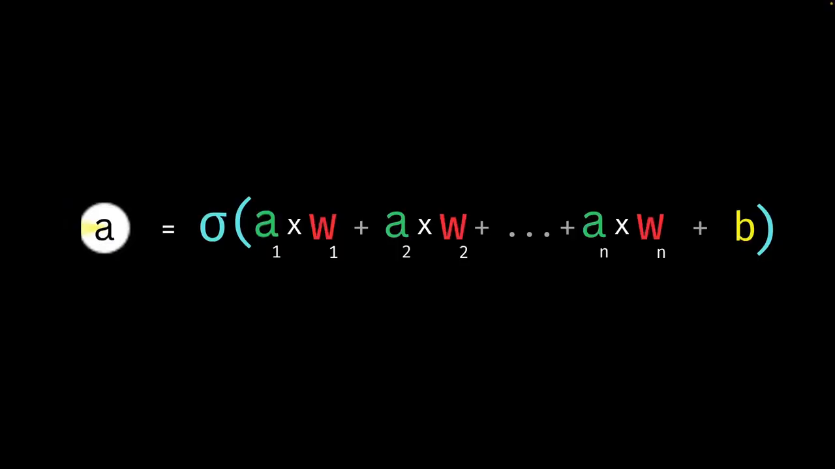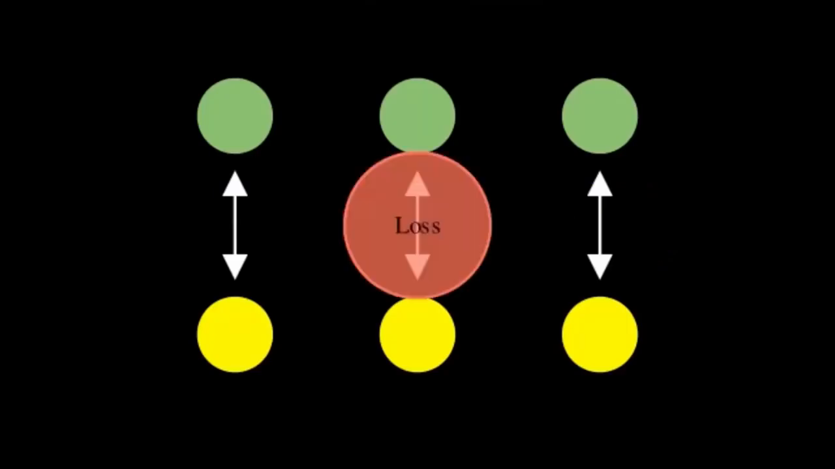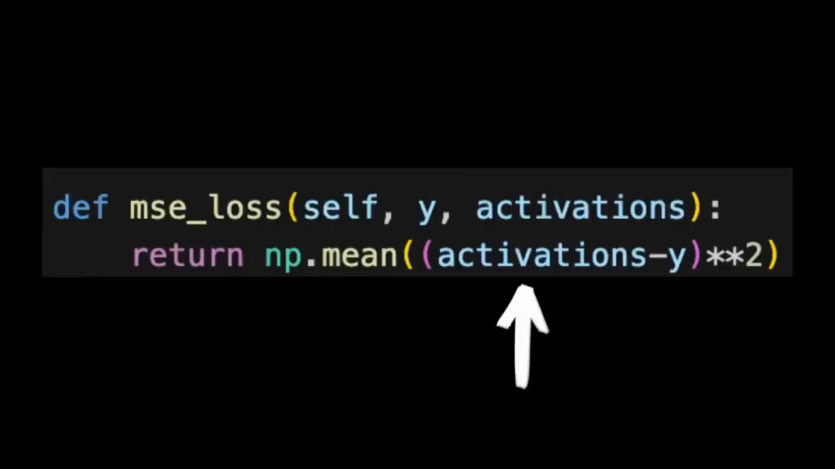How do we measure the network's performance? We take the actual output of a neuron and subtract it by the desired output, then square the result. We do this for all neurons in the output layer and sum them up. This value is called the loss. The closer the actual output is to the desired output, the smaller the loss will be.